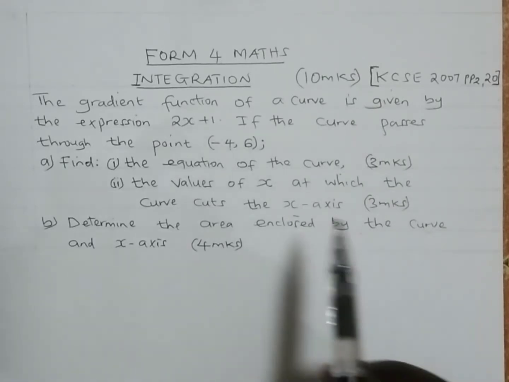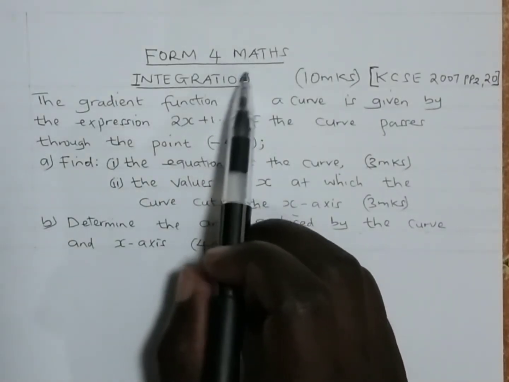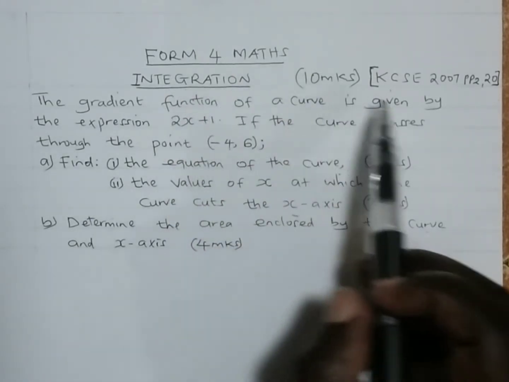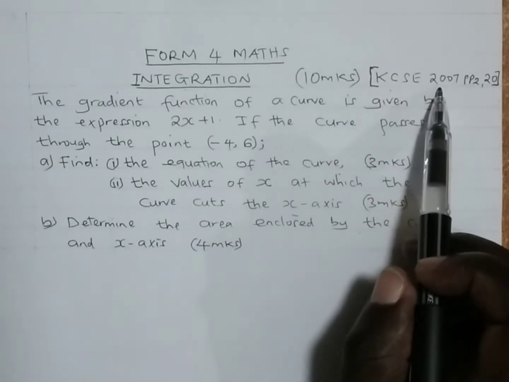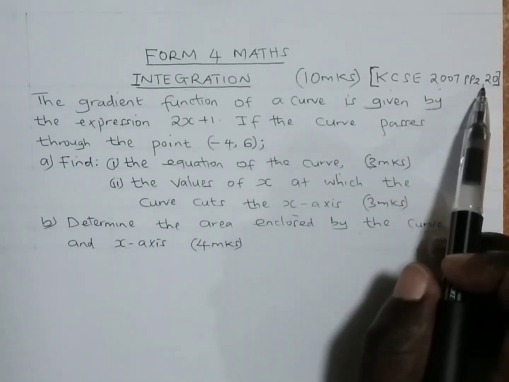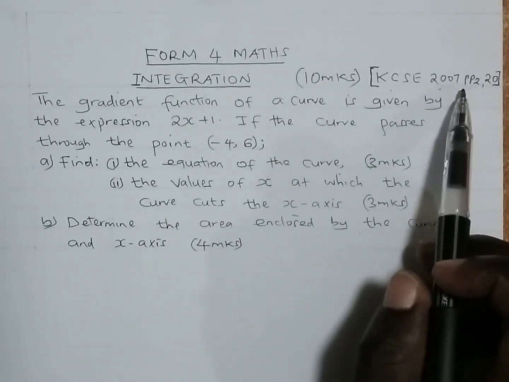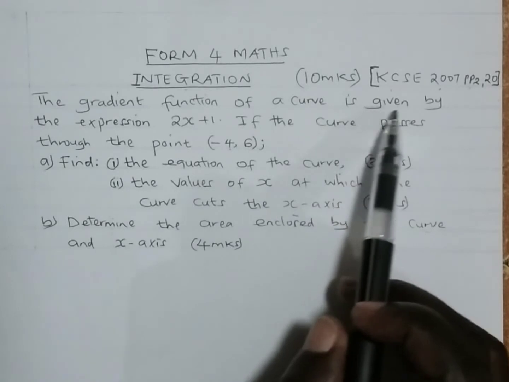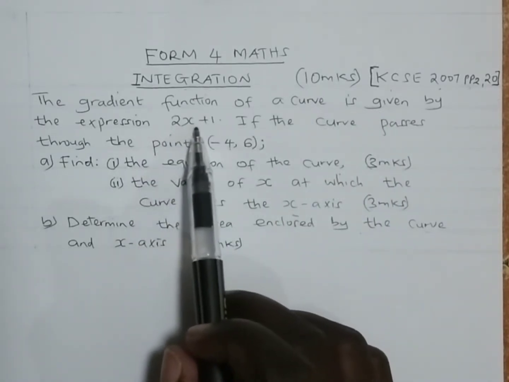Today we are going to look at a question in Form 4 under the subtopic integration, a question that was done in the year 2007, paper 2, question number 20. And the question we have reads, the gradient function of a curve is given by the expression 2x plus 1.